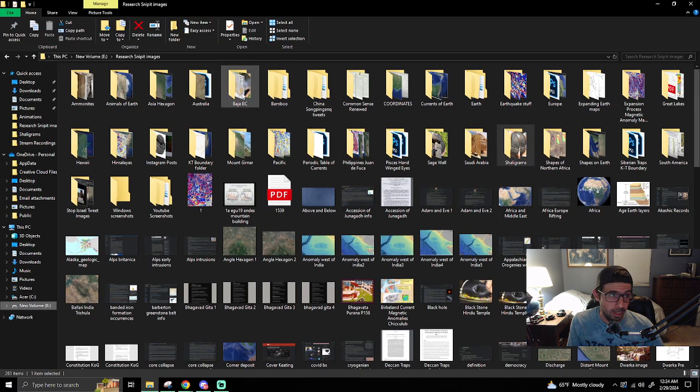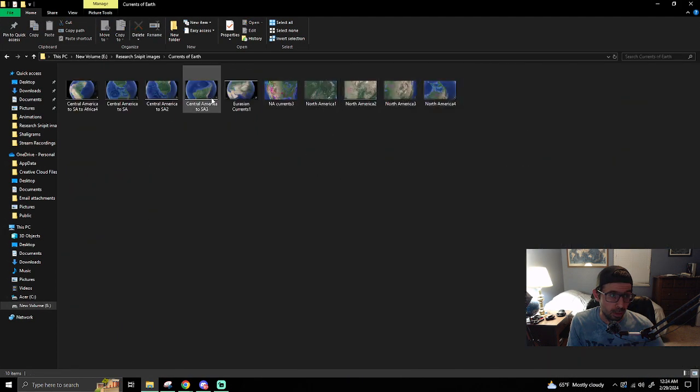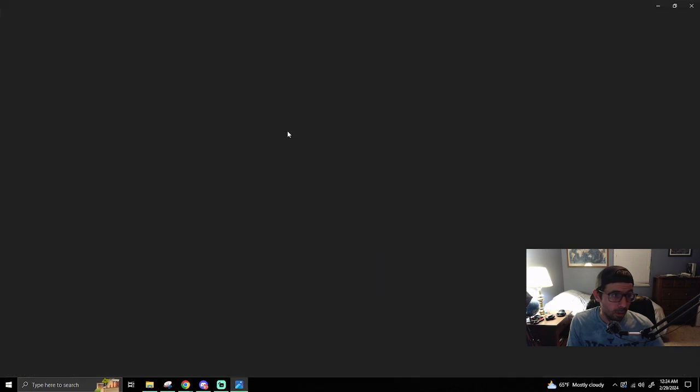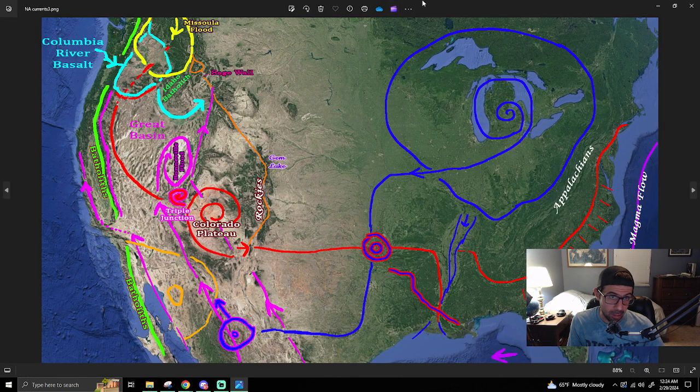Let's come over here, currents of the earth. An eddy was atop the Hudson Bay, an eddy was atop Michigan, and there are current flows along western North America, some coming southward, which I just barely have on this image here, and some going northward and interacting in this area.